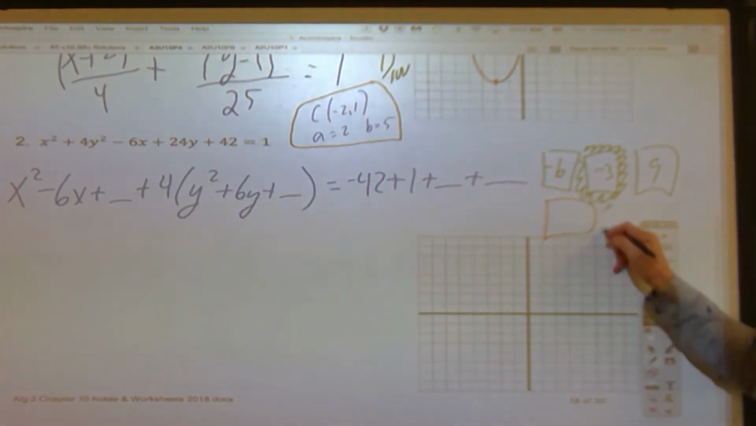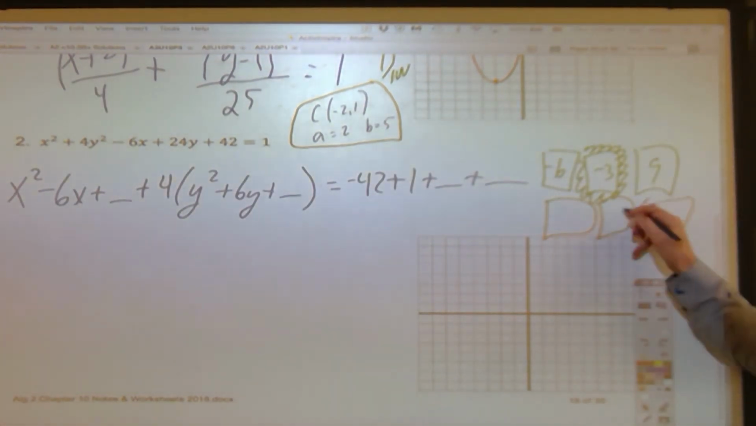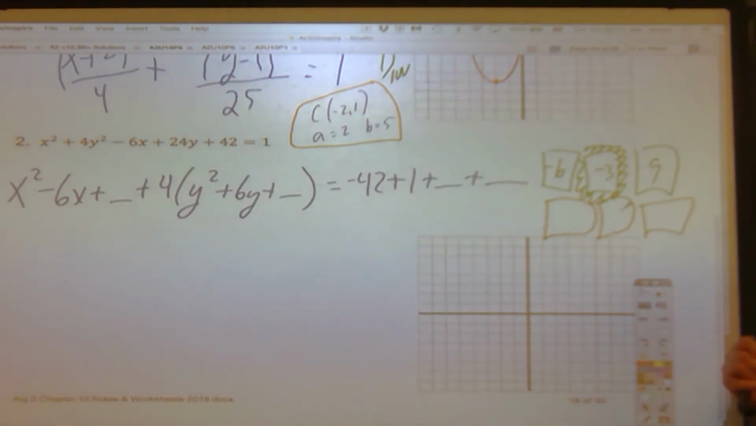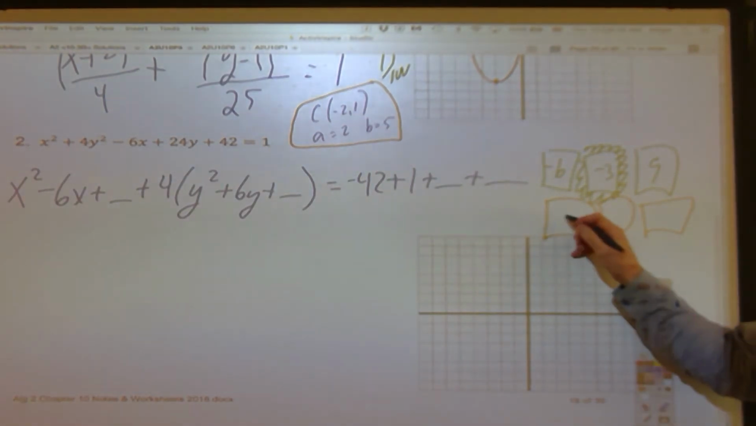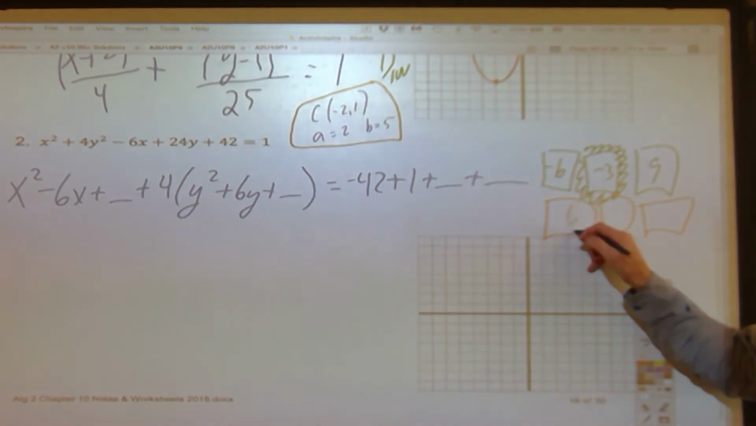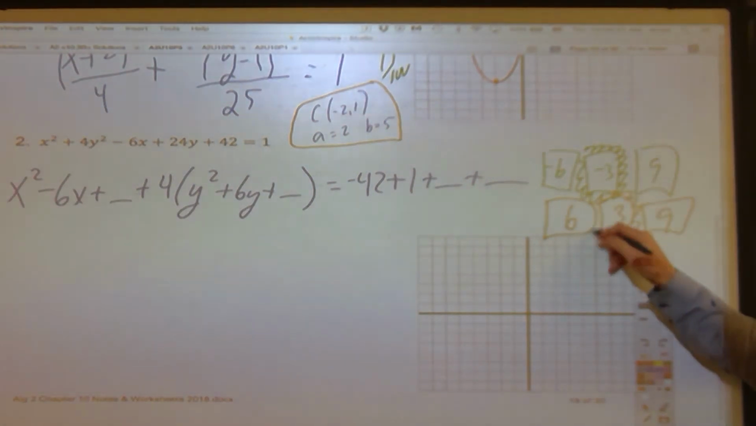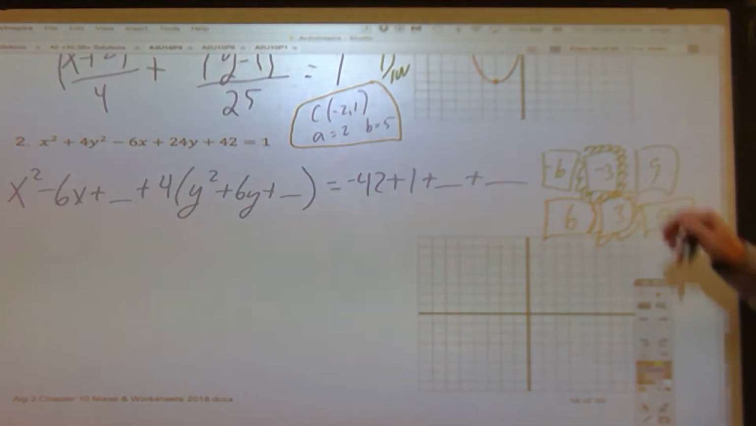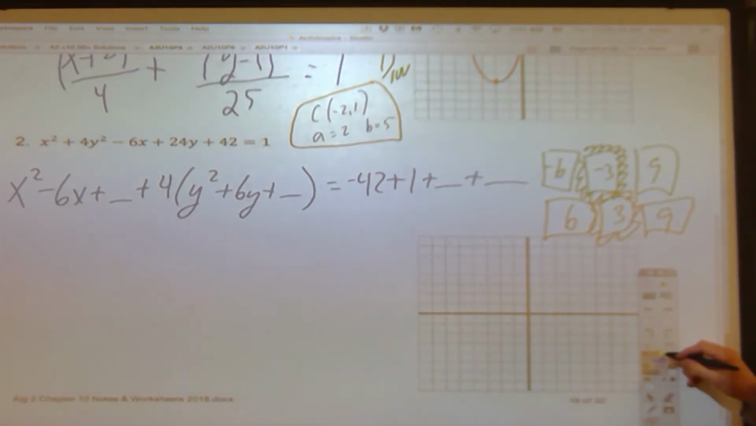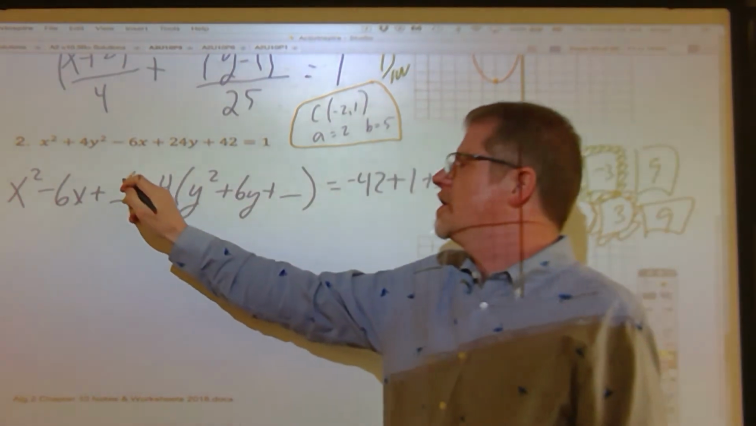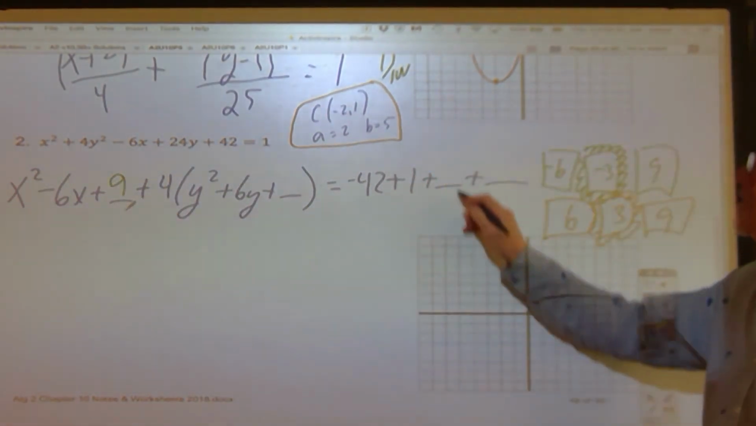To complete the square in y, what was the triplet of boxes that you used here? Daniel? 6, 3, 9, with the explosion on the 3. So these are the ones we're going to use later when we factor. But yeah, good job on that. So we're going to complete the square in x with 9. Just add 9 to the other side.